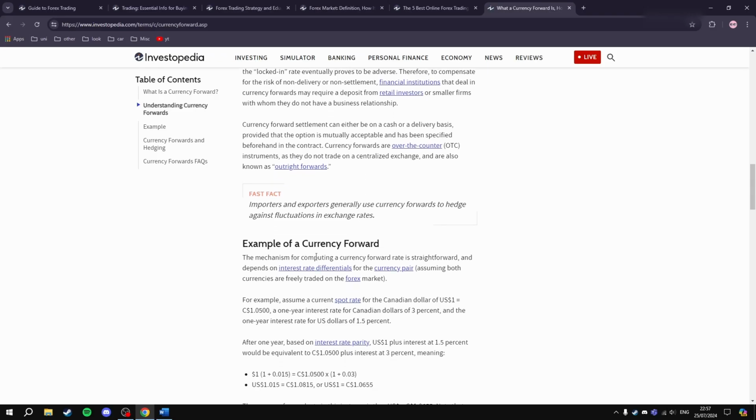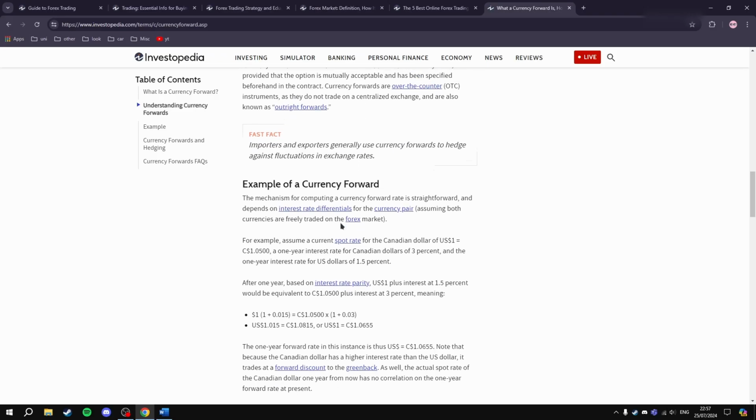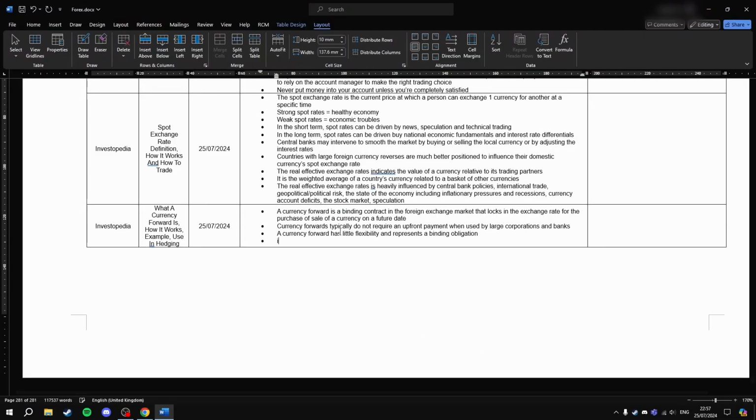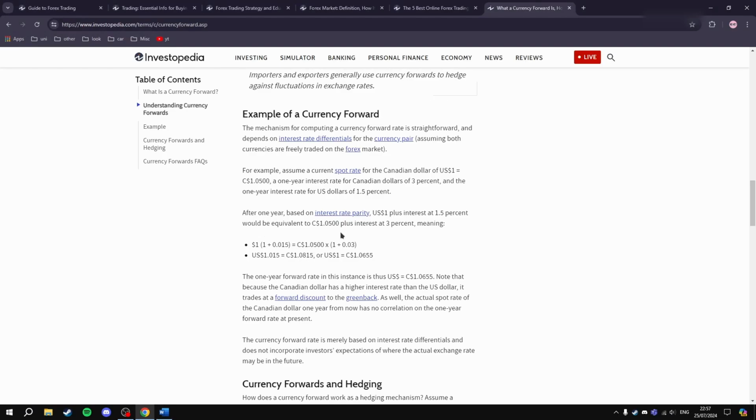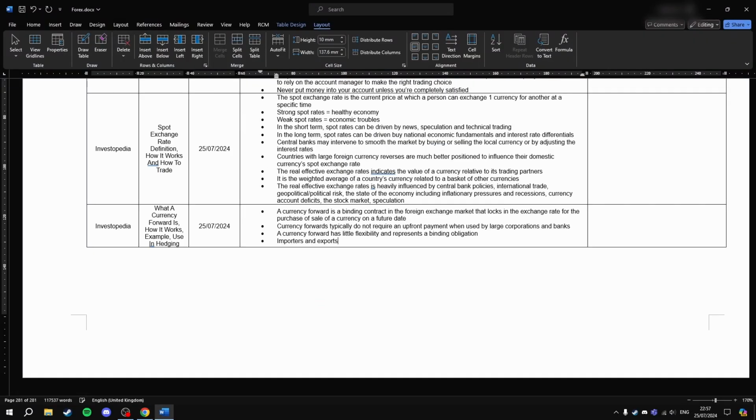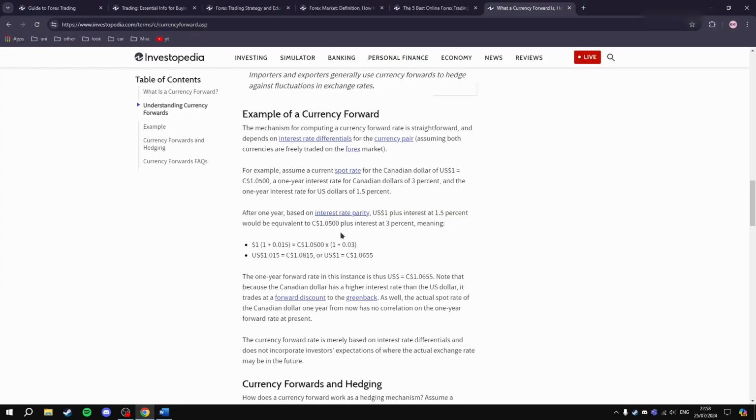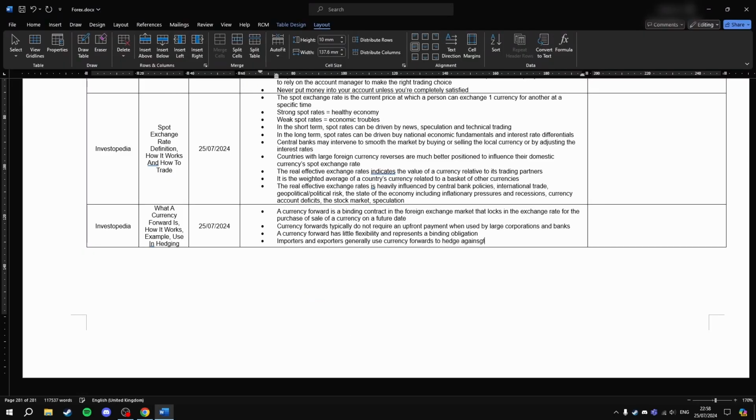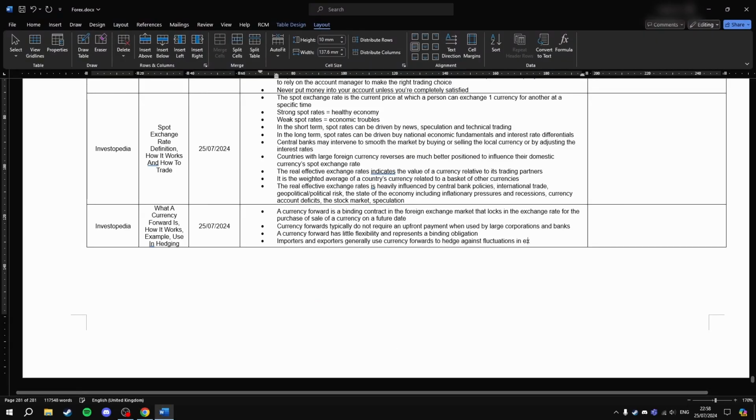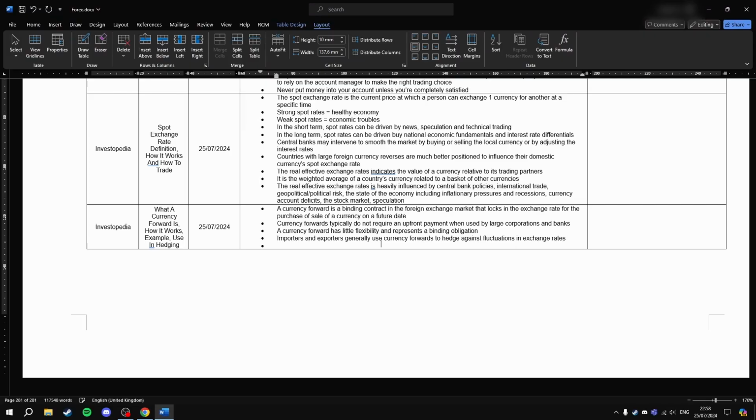Importers and exporters generally use currency forwards to hedge against fluctuations in exchange rates.